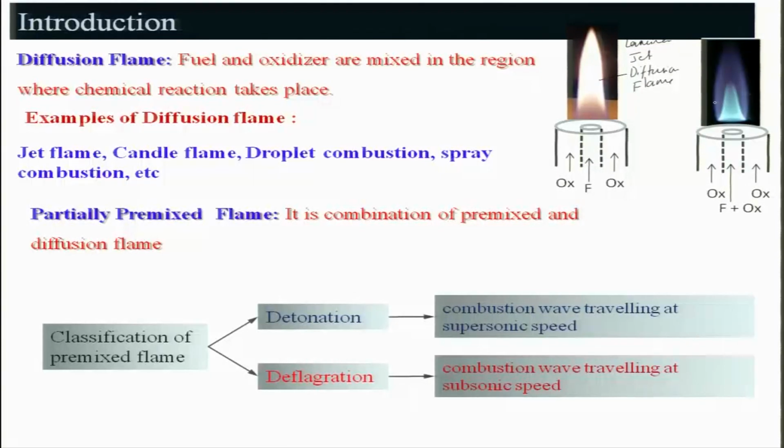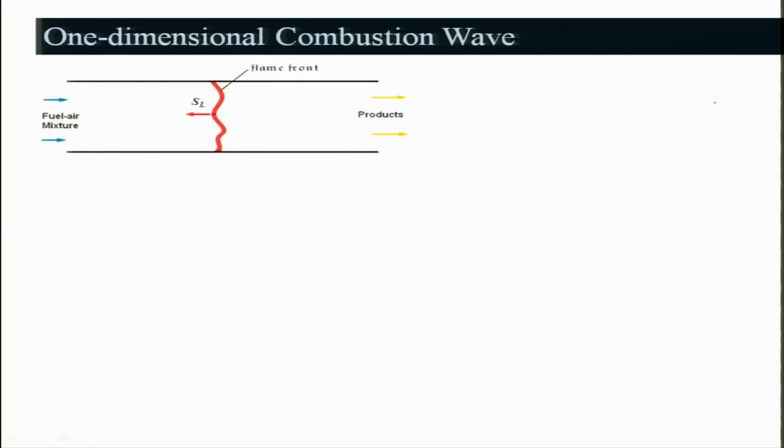And what we will be looking at now is basically the combustion wave, and we will be discussing that. We will be considering a one dimensional combustion wave. And as I told earlier, let this fuel air mixture be in the tube. If we ignite it, what will happen? That means the flame front will be moving towards the what?